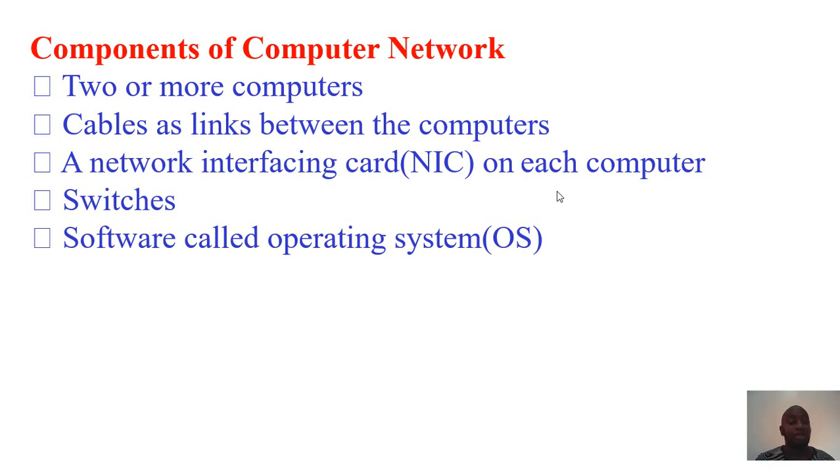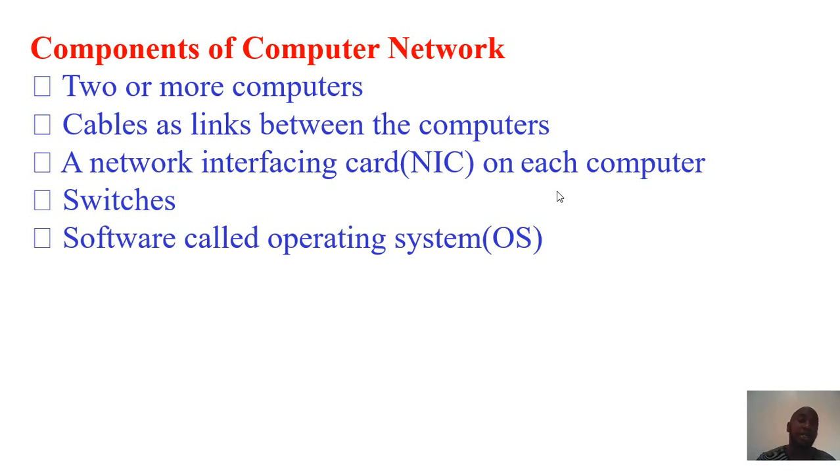Two or more computers. According to the definition, it's when two or more computers are connected together. When you talk about computers, what is a computer? A computer can be any electronic device that accepts inputs, processes, outputs, and stores information, right? So a phone can be a computer, etc.